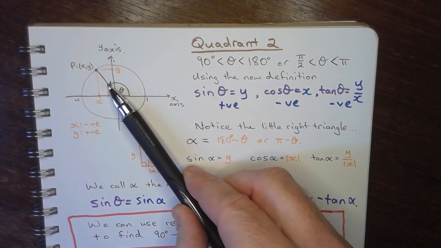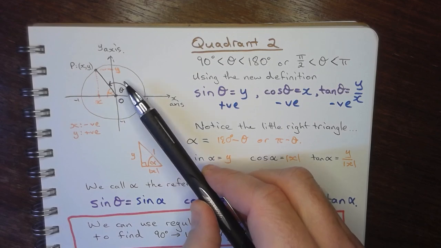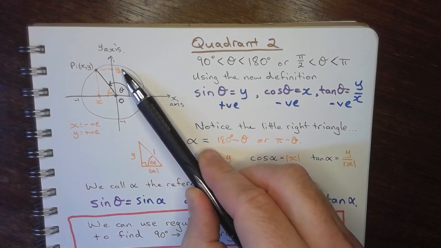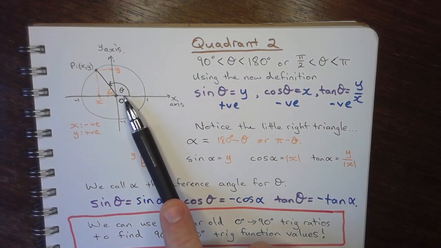It's gone past the vertical and it's sitting over there. So there's my new theta. And you can see already we're not forming a right angled triangle with theta because we've gone outside of that first quadrant. All right, so let's see how this works with things.